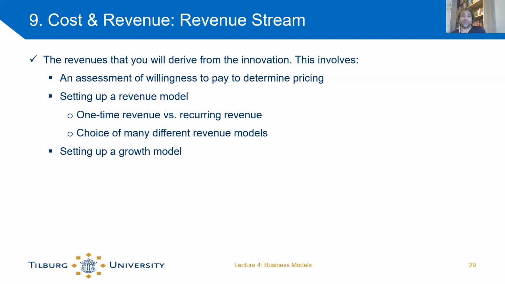Then the revenue streams is everything that the revenues will derive from the innovation. So an assessment of the willingness to pay. What are people willing to pay for the innovation, to determine pricing and set up a revenue model. Basically, how will I earn money? Will people simply pay for my product and that's it? Or will people pay on a subscription basis? There are many different types of revenue models, and after I'm done with the business model canvas, I will explain different revenue models, or different ways that you can make money with a product or innovation.